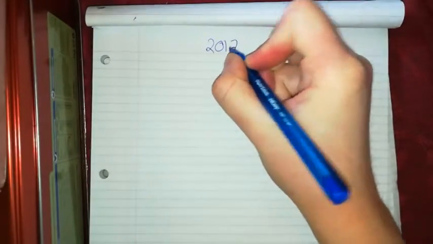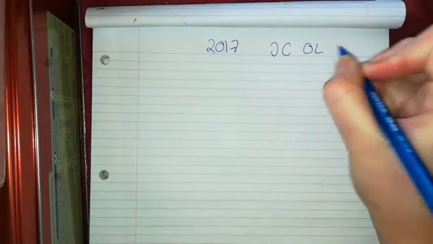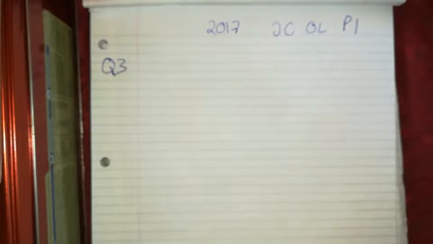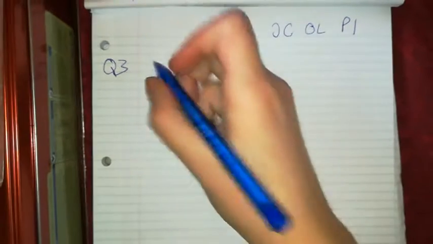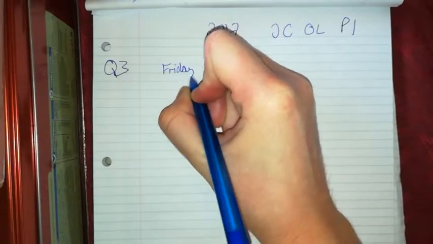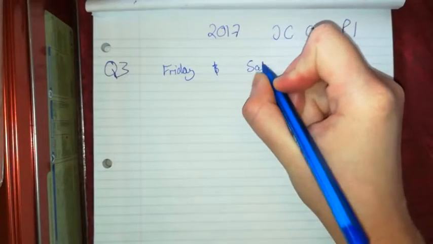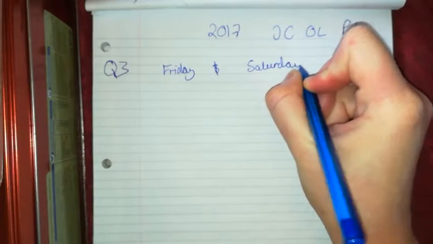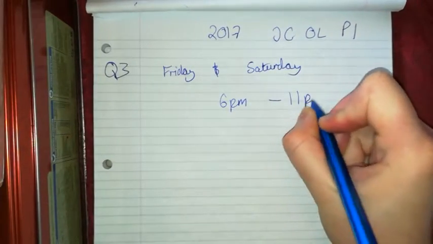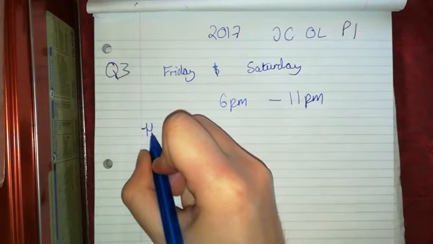So here we have 2017 Junior Cert Ordinary Level Paper 1, and this is question 3. On the first set we have Kyle has a job in Cashel Cineplex. He works every Friday and Saturday from 6 p.m. to 11 p.m. How many hours does he work a week?